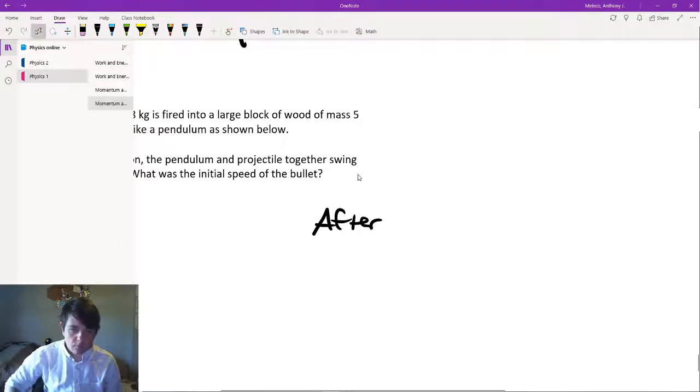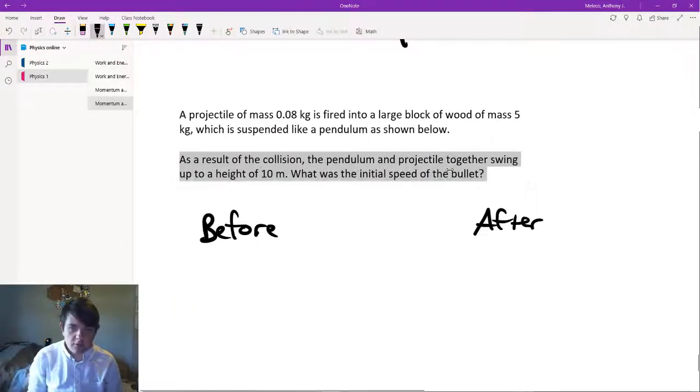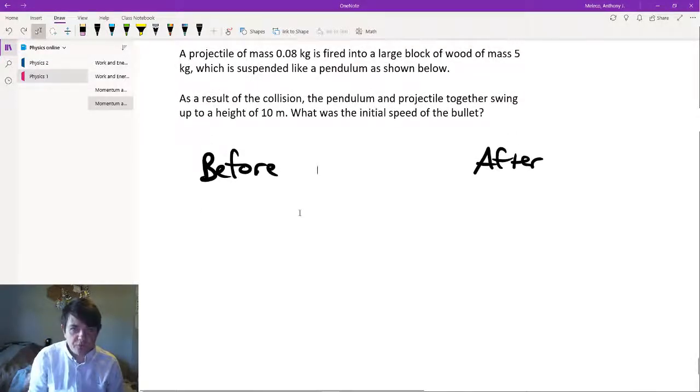Whoops, okay. It lets me move it one way and not the other. Oh my god. Okay. So the projectile is typically a bullet in this case. So before, we'll use MB, I guess.